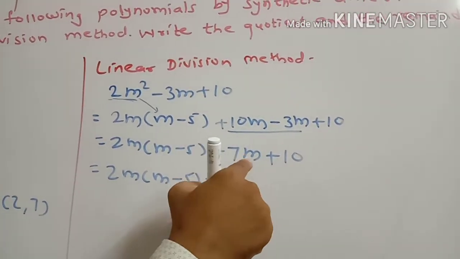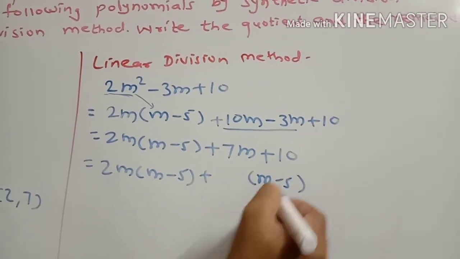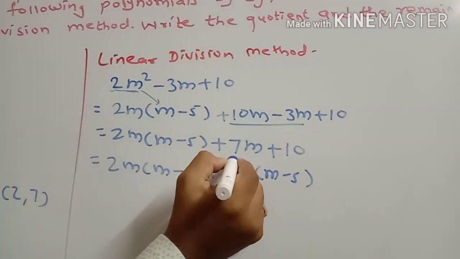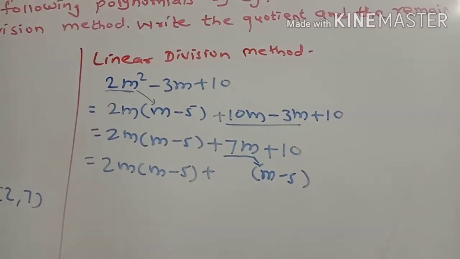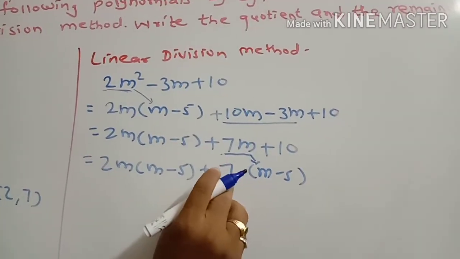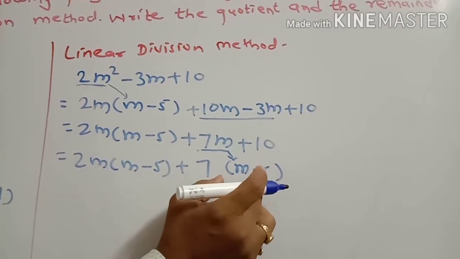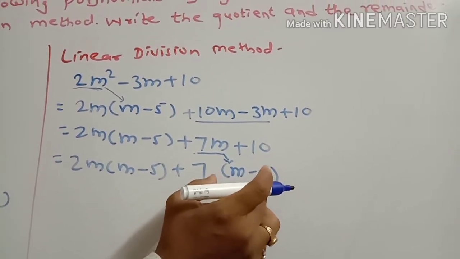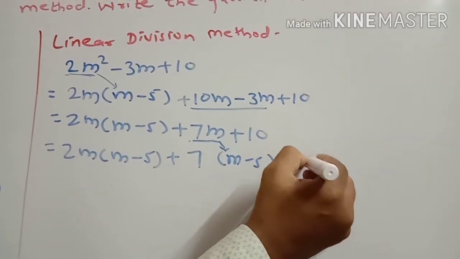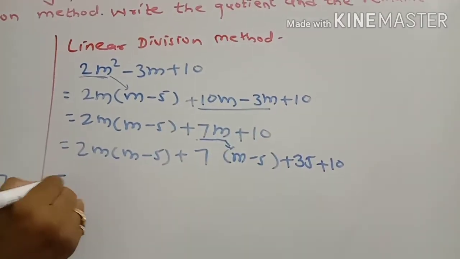Again write the first term as it is. Again, from this 7m I take m minus 5 as common. That means I write the divisor again, and from this m we write in the bracket already. The remaining term is plus 7. Now 7 into m, 7m. Now 7 into minus 5, minus 35, and write the opposite of minus 35. The opposite of minus 35 is plus 35. Then write the next term as it is.